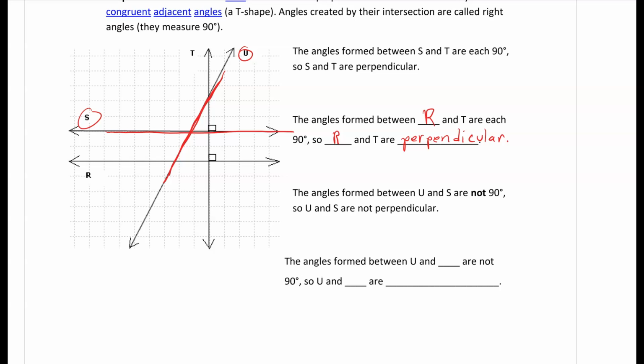The angles formed between U and T, so this line going straight down and this line going across right where they meet here, are not 90 degrees, so U and T are not perpendicular.